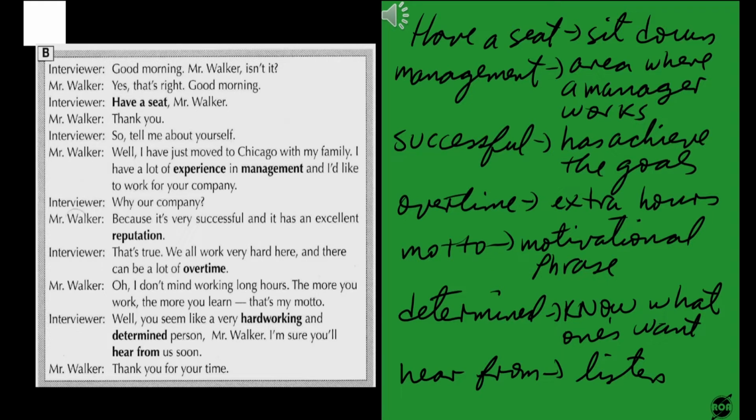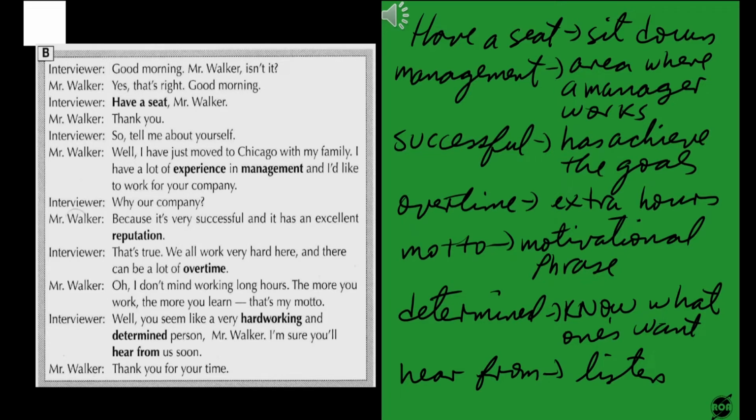For instance, big companies are usually successful, like Coca-Cola. It's a successful company. Pepsi as well. Okay, Google. Overtime means extra hours, extra time. If you're working in a call center, for instance, and you have to work 8 hours every day, but you're working 9, 10 or more, then you're making overtime.